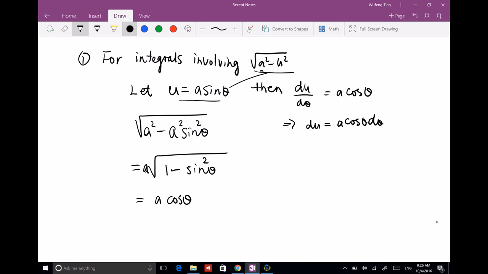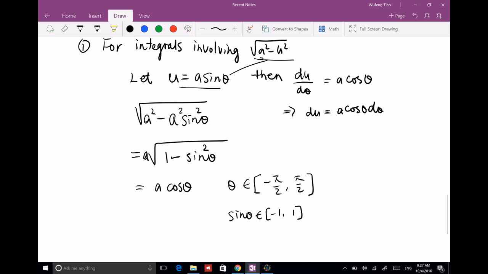So now u equals a sine theta, and theta goes from negative pi over 2 to pi over 2, because when theta belongs to negative pi over 2 to pi over 2, sine theta is from negative 1 to 1. You get all the values from negative 1 to 1. So now when we do the substitution, this is the general form of substitution for square root of a squared minus u squared.